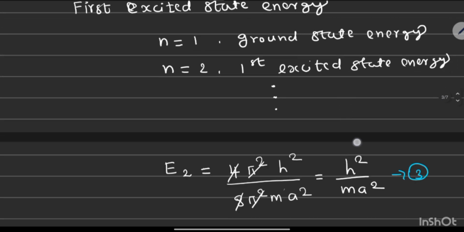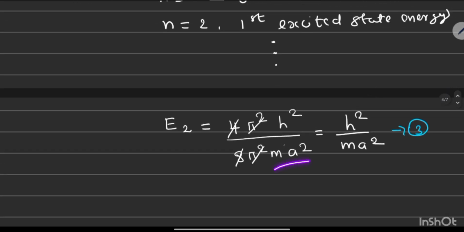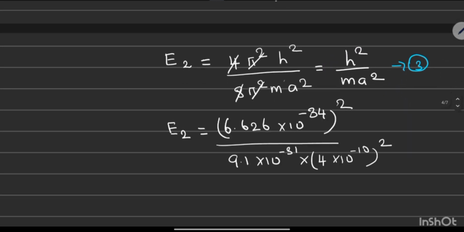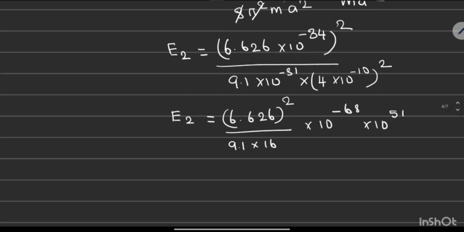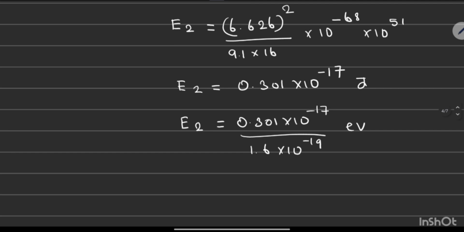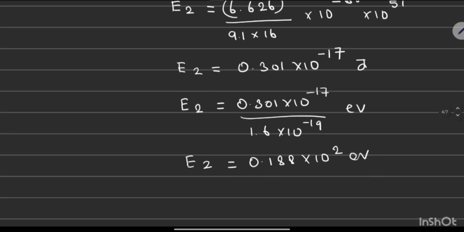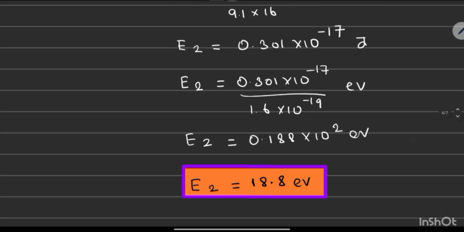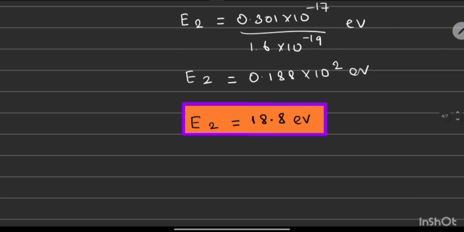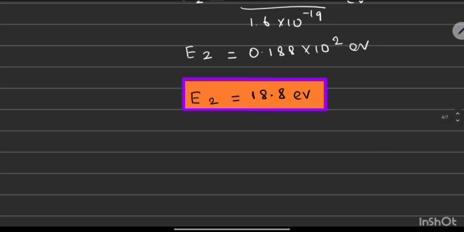Substituting n equal to 2, one will get h squared by m a squared. Substituting the values of m and a, one will get the first excited state energy as 0.188 into 10 raised to 2 electron volt, so this is equal to 18.8 electron volt. Now let's proceed to find the probability.